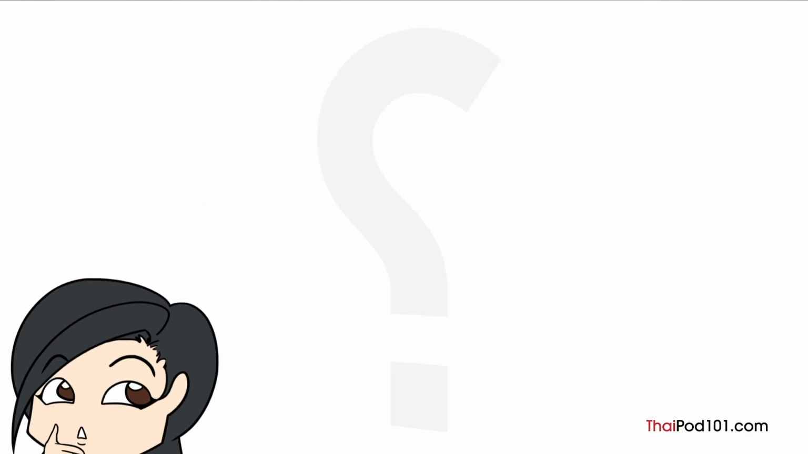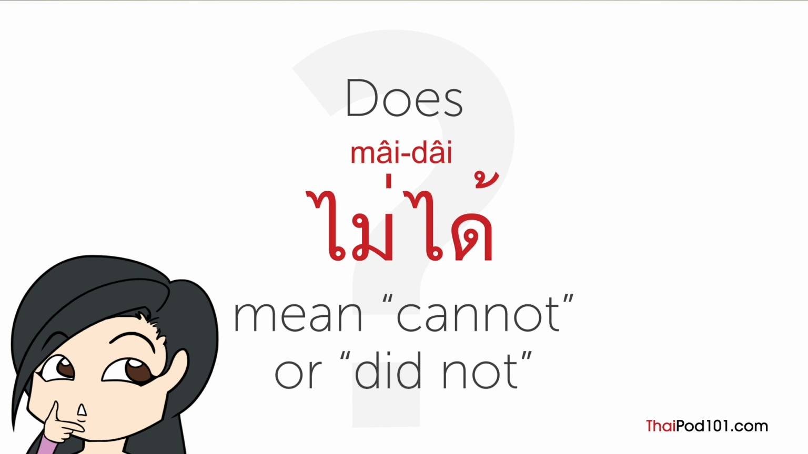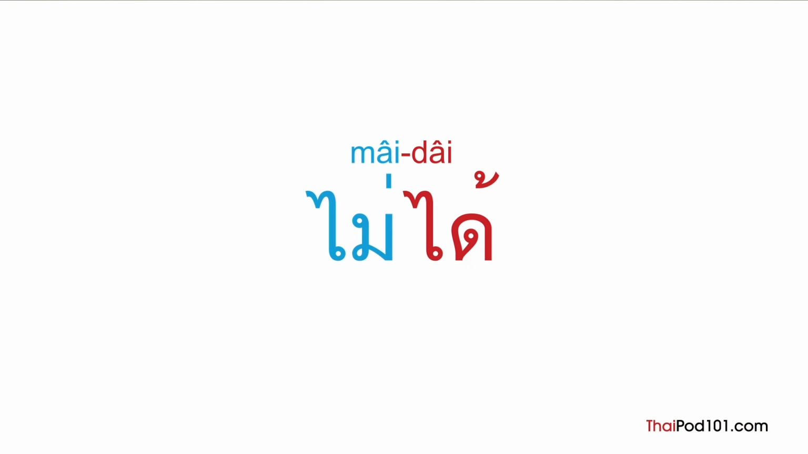The question for this lesson is, does ไม่ได้ mean cannot or did not? ไม่ is a Thai word for no and is a negative word. ได้, on the other hand, means both can and already in English.